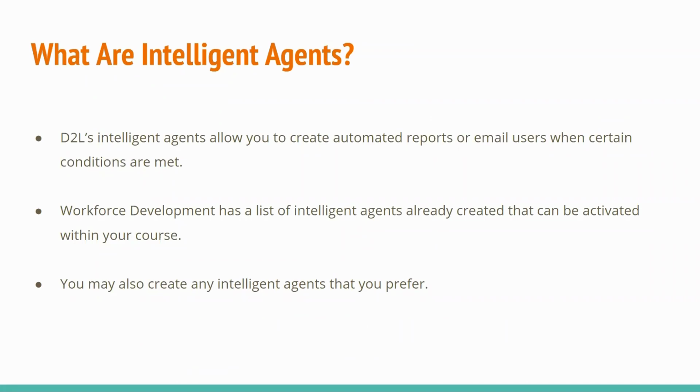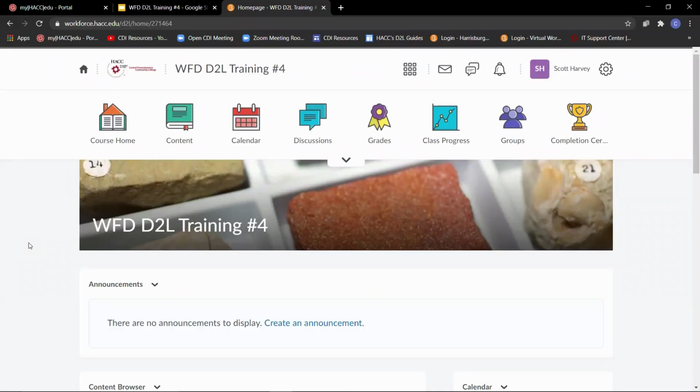D2L's intelligent agents allow you to create automated reports or email users when certain conditions are met. Workforce Development has a list of intelligent agents already created that can be activated within your course. However, you may also create any intelligent agents that you prefer from scratch. First, let's take a look at how to view existing intelligent agents.